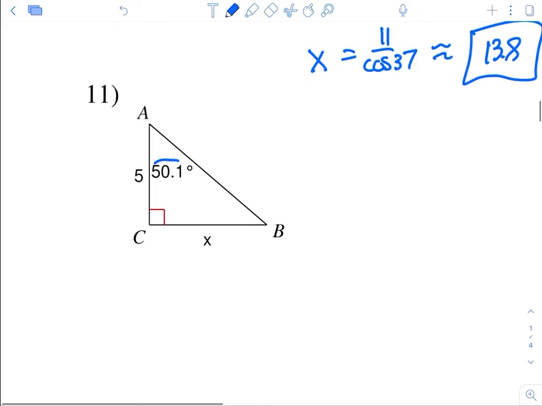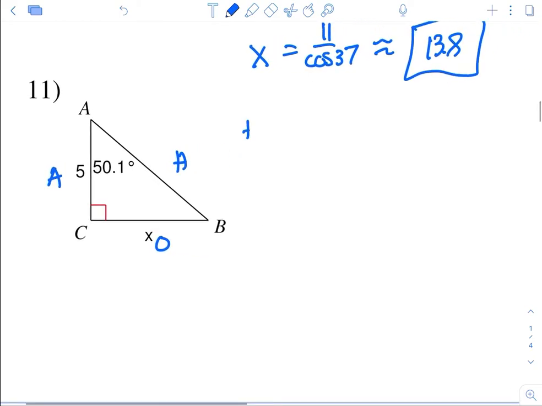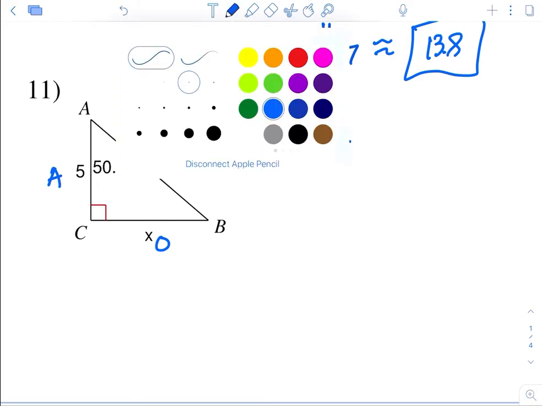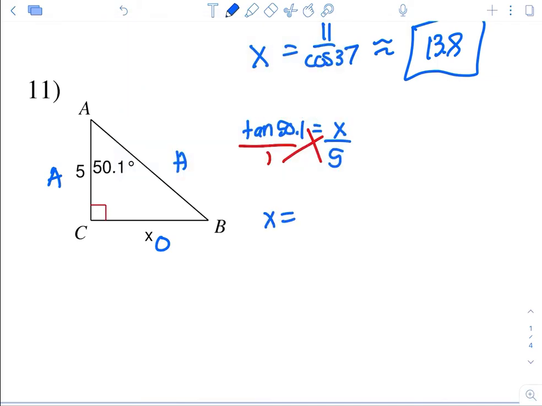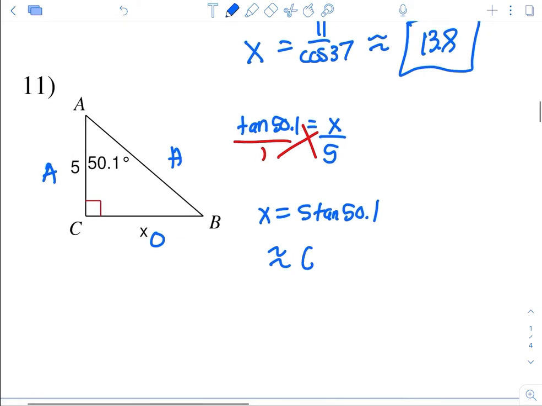11. In the perspective of this angle, this side is opposite, this side's adjacent, hypotenuse, so we're going to be using tangent again. Tan of 50.1 is equal to opposite over adjacent. Put this over 1 and cross multiply. 1 times x is x. 5 times tan 50.1 is 5 tan 50.1. Put that in your calculator. 5 tan 50.1, which is going to be 6.0. You're going to round. Yep.